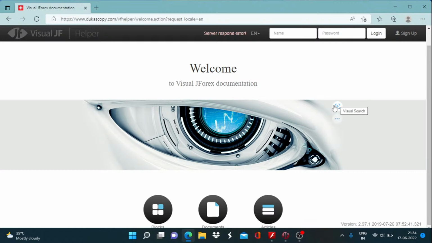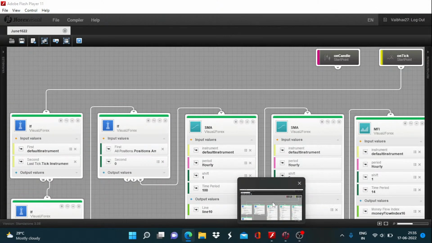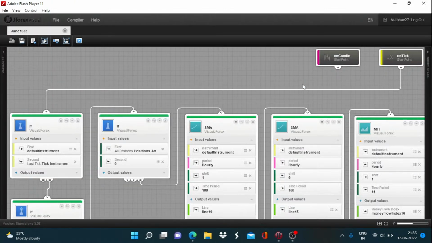So let us now head to the Visual JForex board, which has been developed by the Dukascopy Bank SA. It's taking a bit of time. Okay, so here we are.